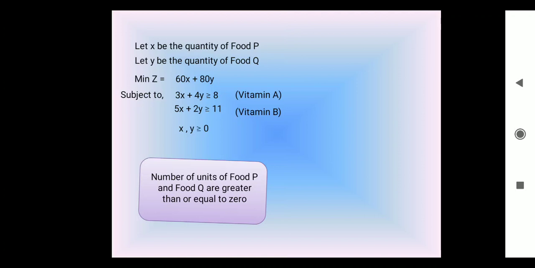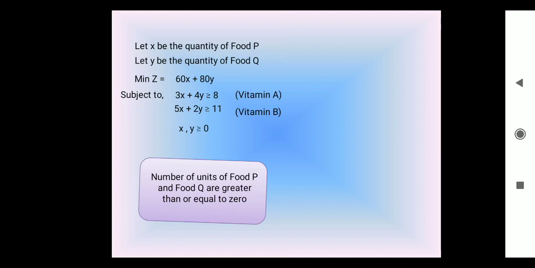Hence, we have formulated a linear objective function as well as constraints by the data as minimum of Z is equal to 60x plus 80y. Constraints are 3x plus 4y greater than or equal to 8 and 5x plus 2y greater than or equal to 11.